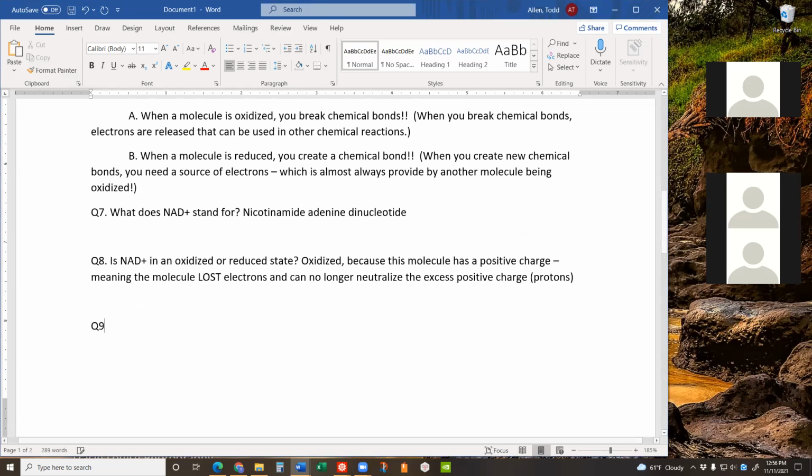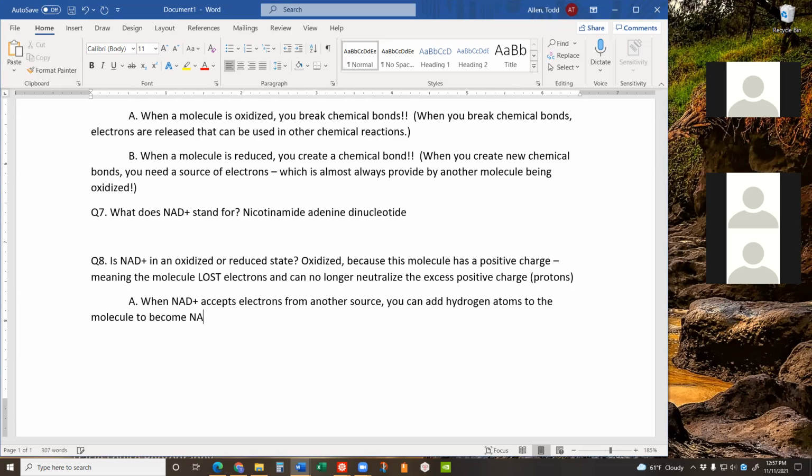Okay, rather than asking some more questions about this, I'm going to give you some information about NAD. When NAD plus accepts electrons from another source, you can add hydrogen atoms to the molecule to become NADH. Do you see that at chemical reaction 6? NAD plus goes to NADH, right? NAD plus goes to NADH.